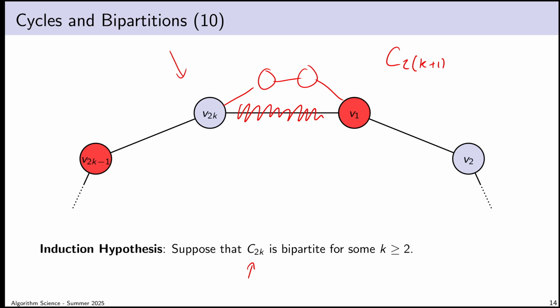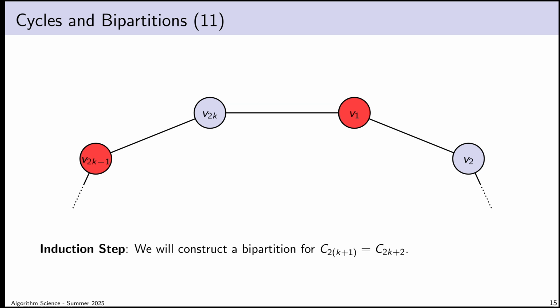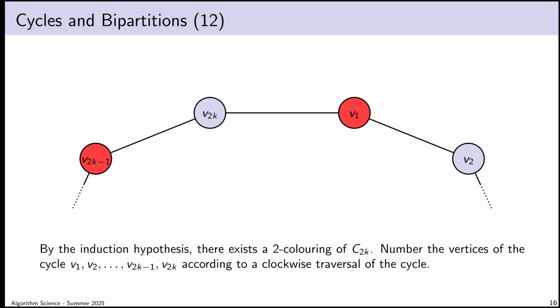So I begin by assuming that C2k is bipartite for some value of k. And then the induction step is to construct a bipartition for the next value of k, so k plus 1. If I plug that in, I actually get C2k plus 2, or 2(k+1). Okay, so by the induction hypothesis, there does exist a two-coloring of C2k. This diagram is here for our convenience, but actually the entire proof is contained in text. So there are graph-theoretic proofs that do rely heavily on diagrams. This actually isn't one of them. The diagrams are mostly here just so that I've got something to draw all over while I'm talking about it.